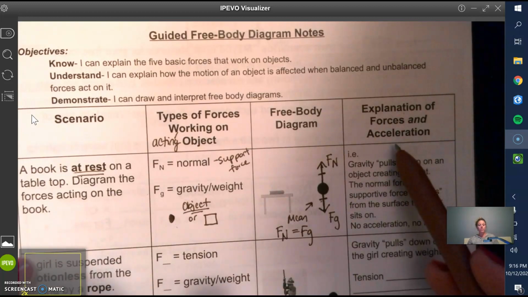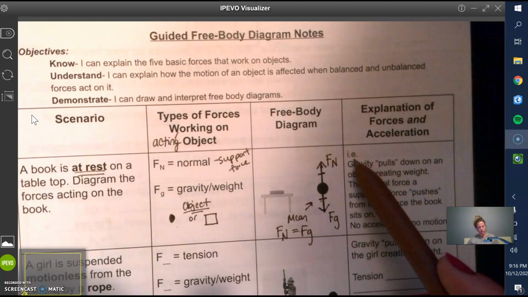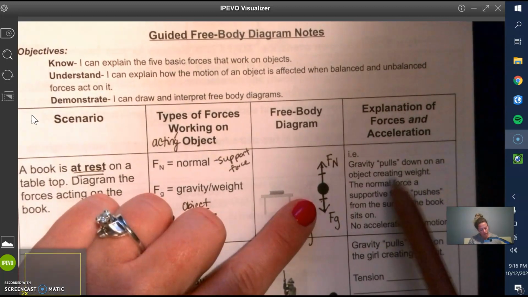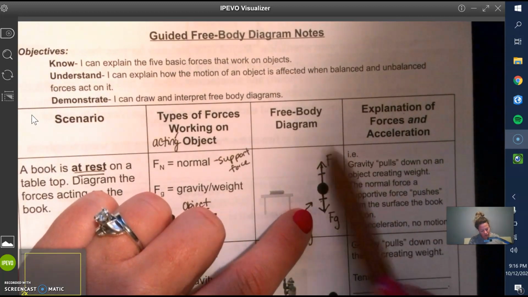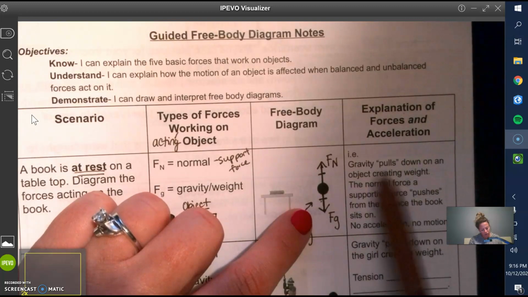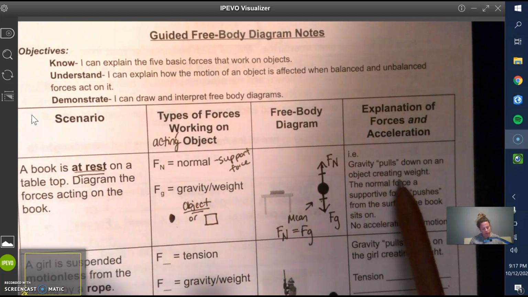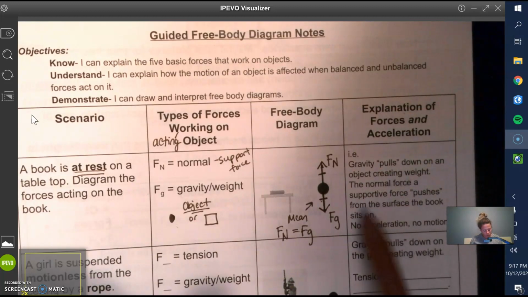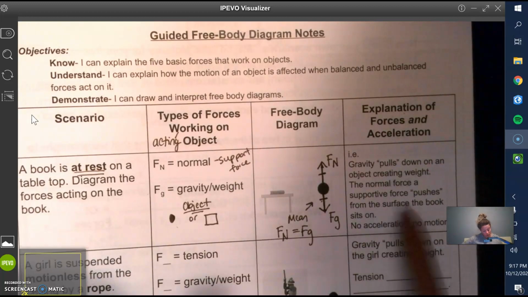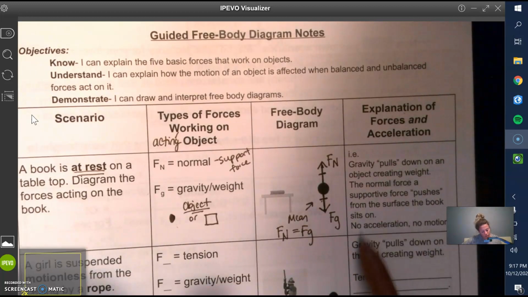And so if we wanted to explain this, IE stands for in example. If we saw this free body diagram, this would be our explanation. Gravity pulls down on the object, creating weight. The normal force, a supportive force, pushes from the surface the book sits on.